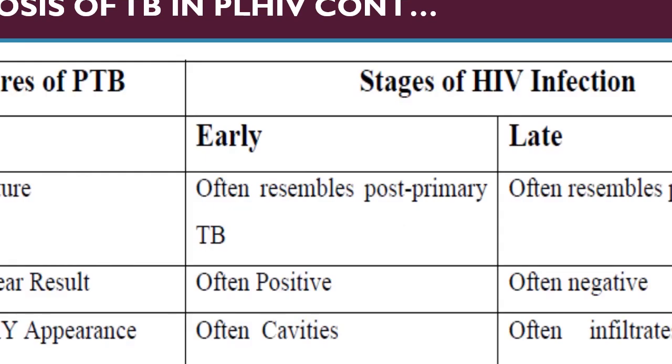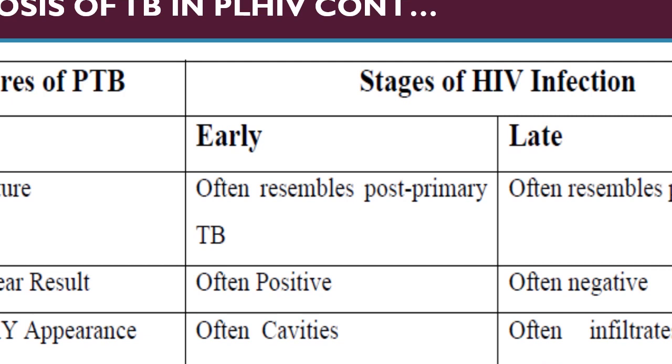So if we summarize, the features of pulmonary tuberculosis depend on the stage of HIV infection. In the early stage of HIV infection, the pictures are similar to persons who do not have HIV, but in the later stage of the disease, the typical picture converts to an atypical presentation. The clinical picture resembles post-primary tuberculosis.